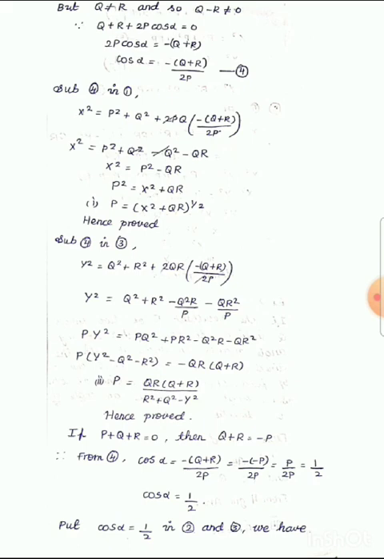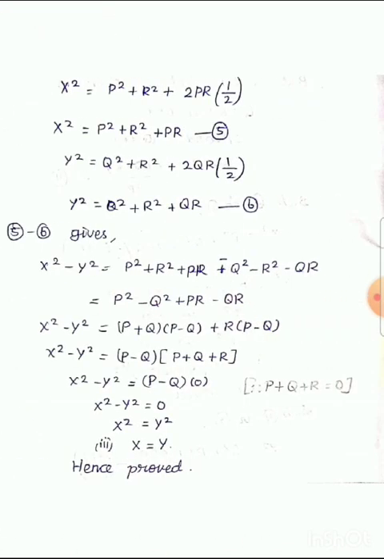Put cos alpha equal to 1 by 2 in equations 2 and 3. So we have x squared equal to p squared plus r squared plus pr, equation number 5, and y squared is equal to q squared plus r squared plus qr, this is equation number 6. Now we have to subtract these two equations, 5 and 6. So we'll get x squared minus y squared is equal to p squared minus q squared plus pr minus qr.